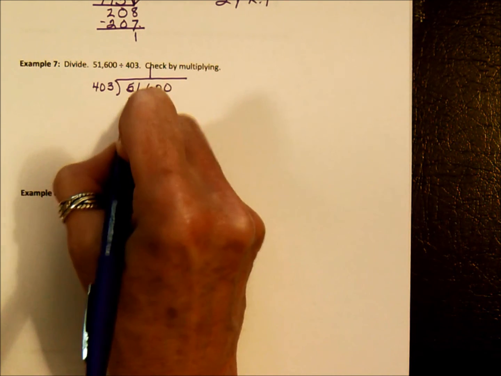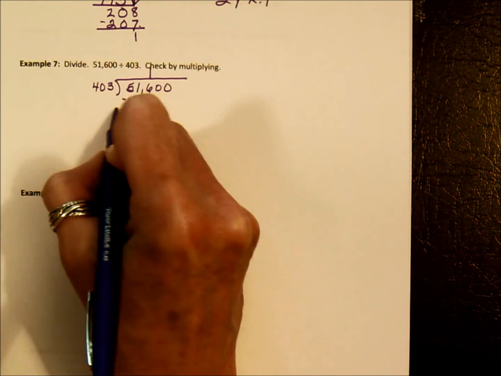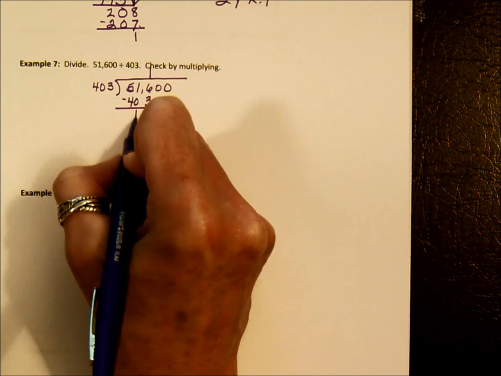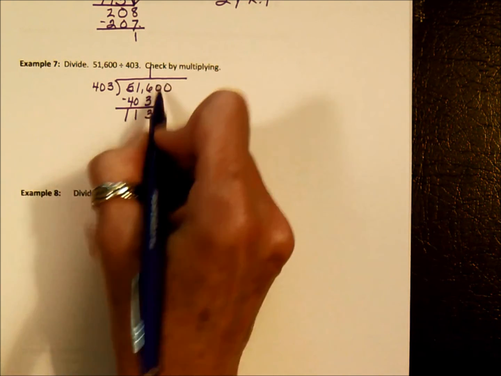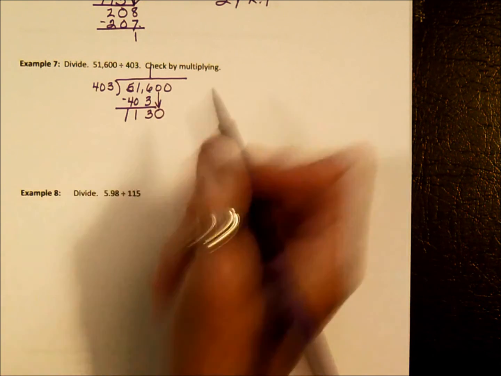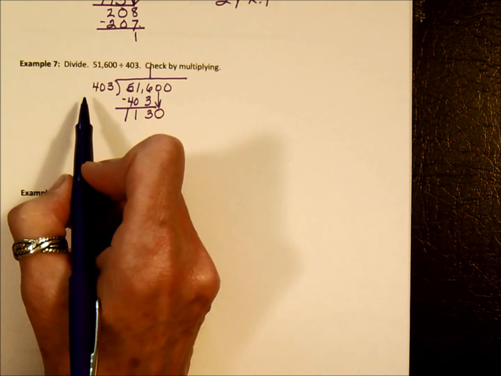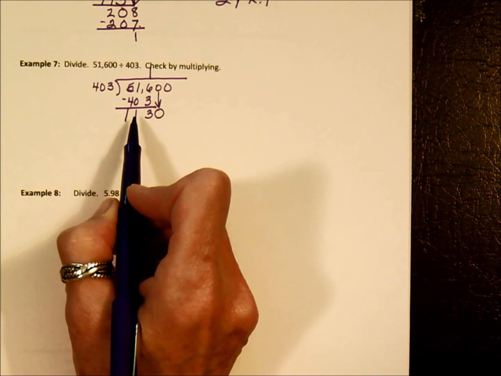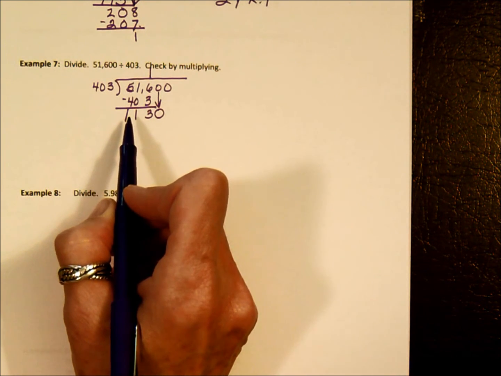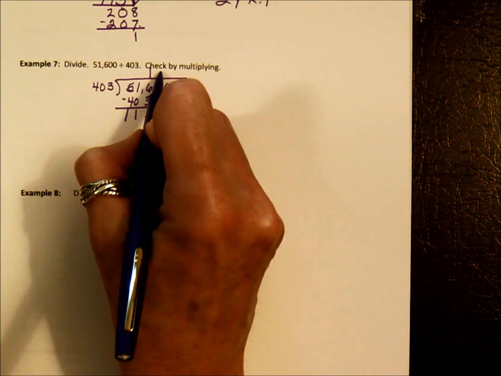So that's 403. Subtract. This is not bigger than that, so we're still good. Bring down one of the zeros and divide again. Again, I'm going to say, how many times would 400 go into about 1100? Well, it won't go 3 times because that would be 1200, so I'm going to try a 2.